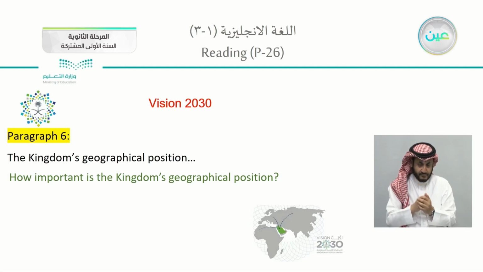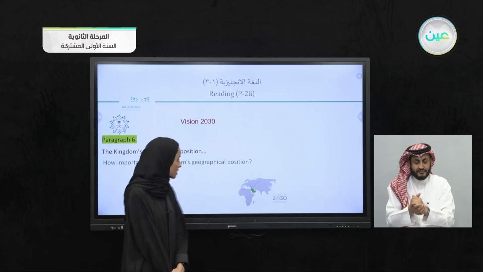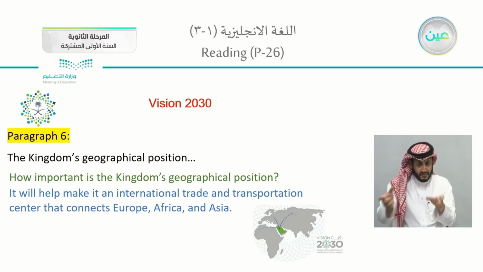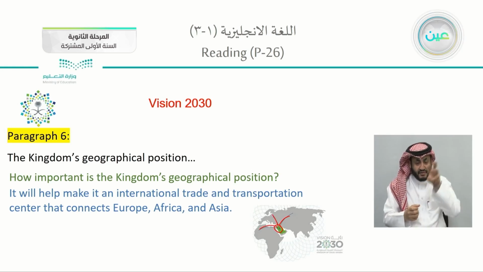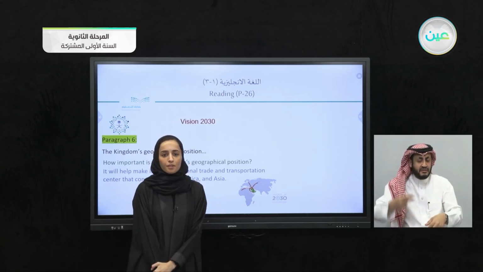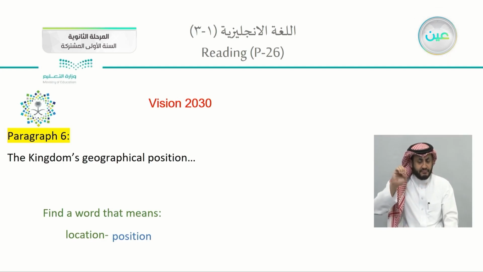So, how important is the kingdom's geographical position? Why is it an important one to our economy and to trade? It is important because it will help make it an international trade and transportation center that connects Europe, Africa, and Asia. So it is here in the center and will make a connection between Asia, Europe, and Africa. As we have already said, it is a hub, it is a center. Okay, can you find a word that means location? The Saudi location is actually the position. Your position is your location.